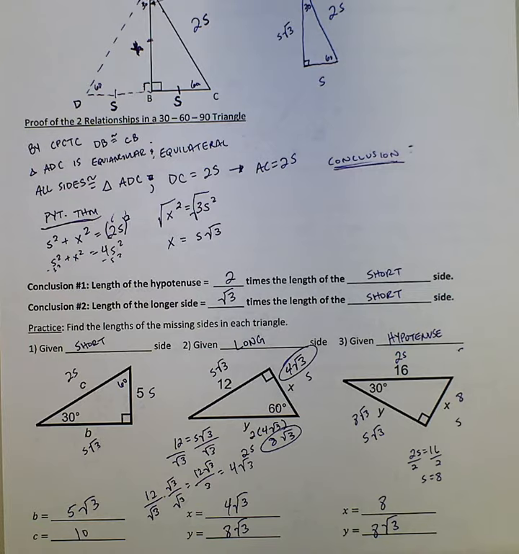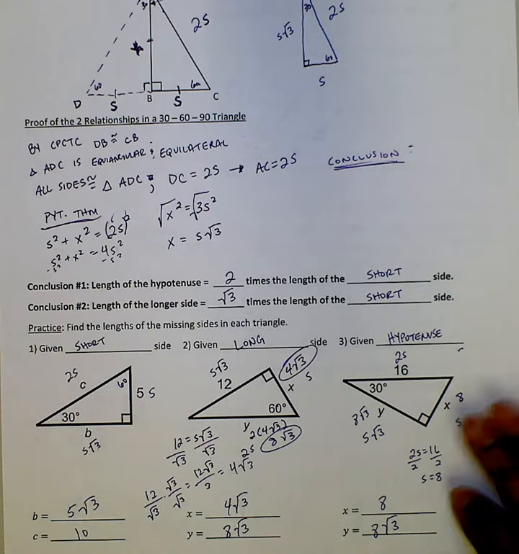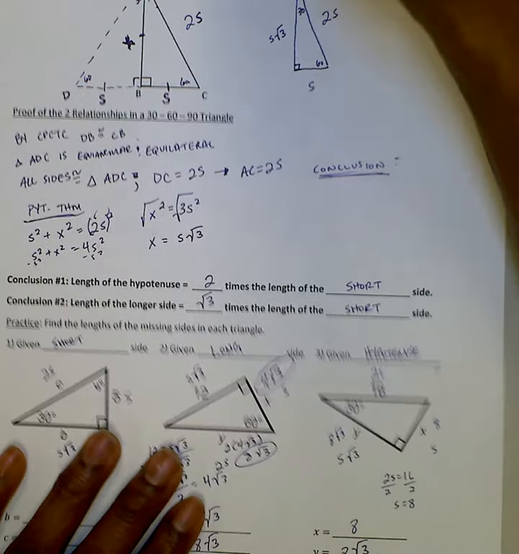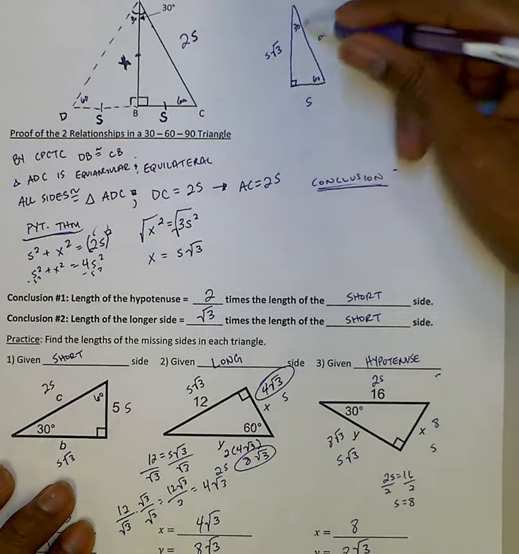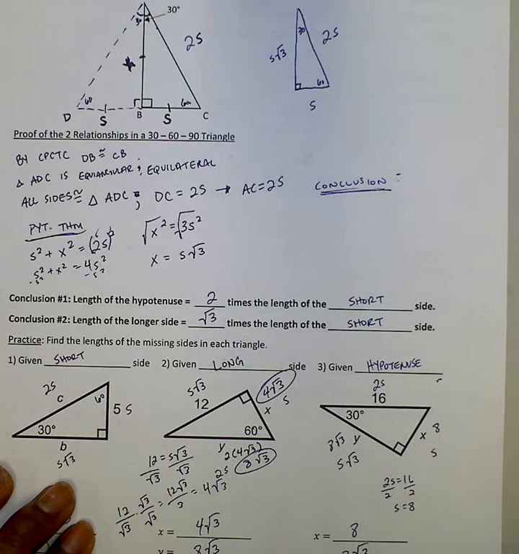So, 30, 60, 90 triangles and 45, 45, 90 triangles. Make sure you spend some time looking at these triangles and committing them to memory so they're easier and quicker for you to use. See ya.